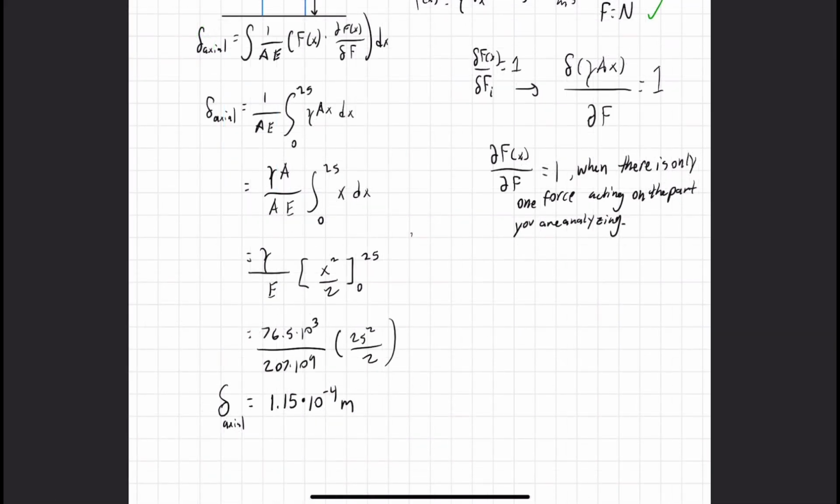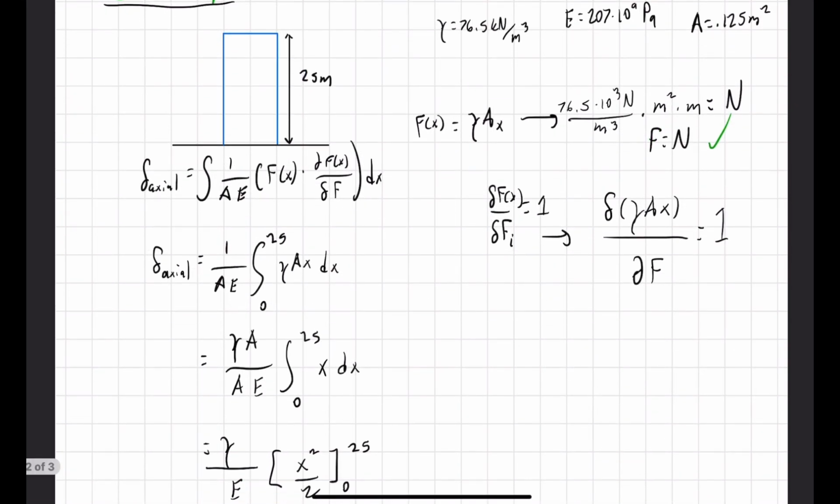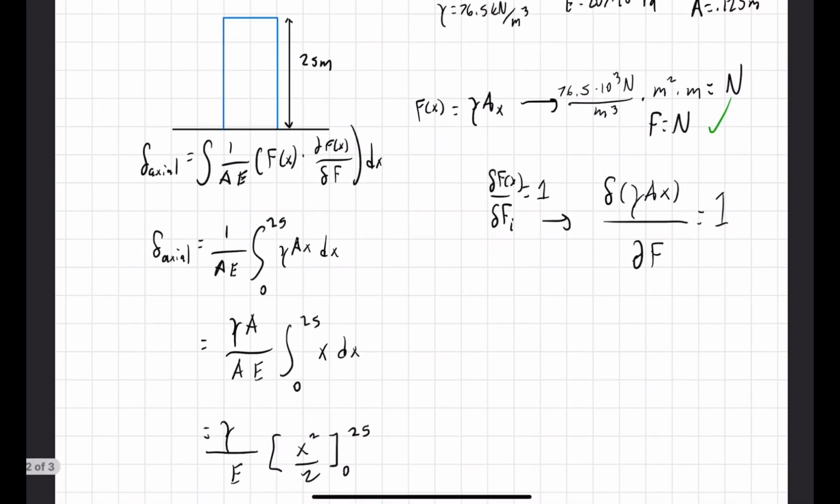So the partial derivative of f with respect to f is 1 when there's only one force acting on the part you're analyzing. So in this problem, our only force is the downward force due to the weight of the column. Whenever we take the derivative with respect to that force, since it's the only force, we just get 1. Next, since we have this correct f of x equation, and we have this correct partial, we can plug both of these into the axial deflection equation.